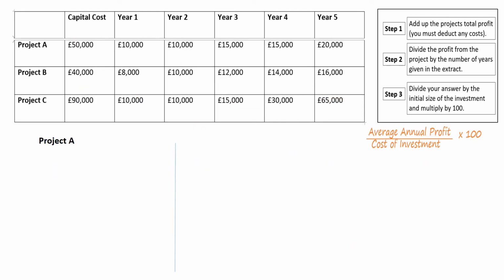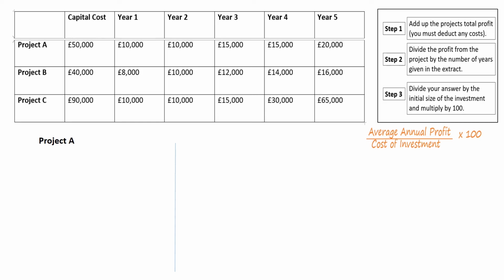For this question, you are required to calculate the average rate of return for project A, B, and C. We've got the steps, we've got the formula. Hopefully we can move quite swiftly through this section now because we're familiar with what to do. However, if you feel the need to pause, then do so. If you feel the need to rewind, then feel free to do so also. Let's start with project A.